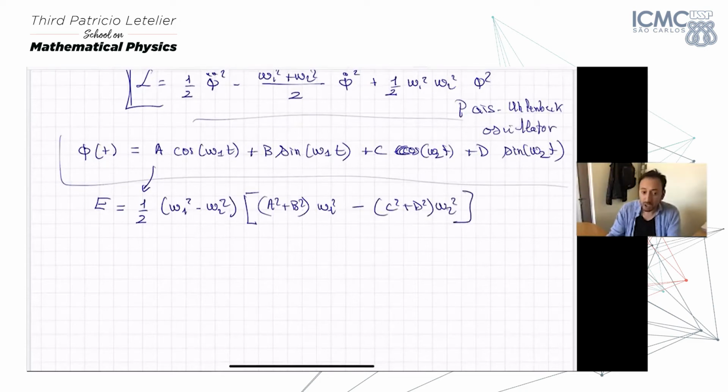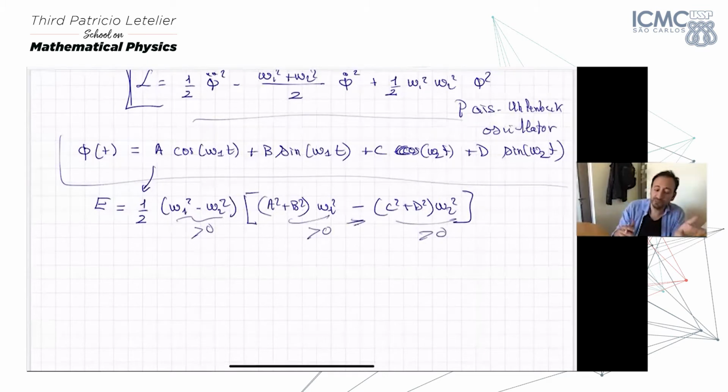Okay. So let's suppose that omega 1 is larger than omega 2. For example, that this is positive, this is positive, this is positive. What we have is that we have positive energy and negative energy. And here it's not a problem. Why? Because it's the free theory. So it's just that they are decoupled. There are some negative energies, there are positive energies, there is no problem.